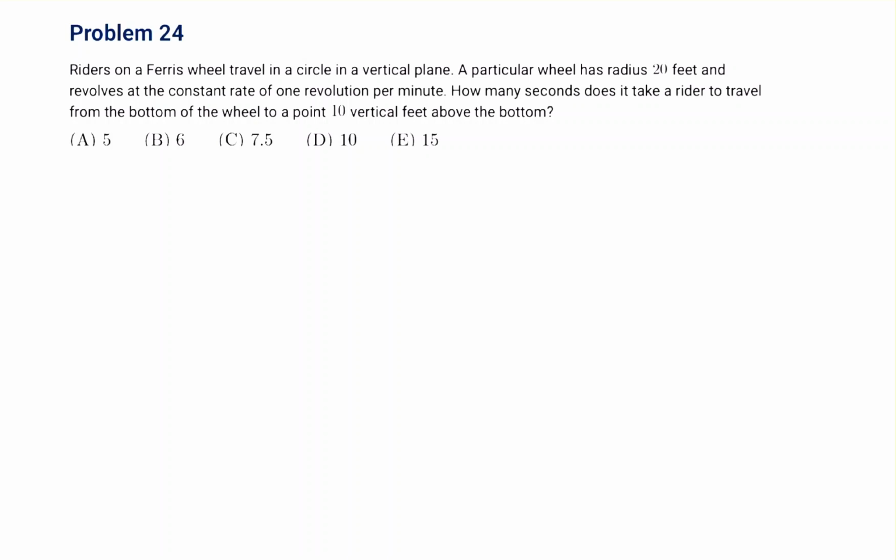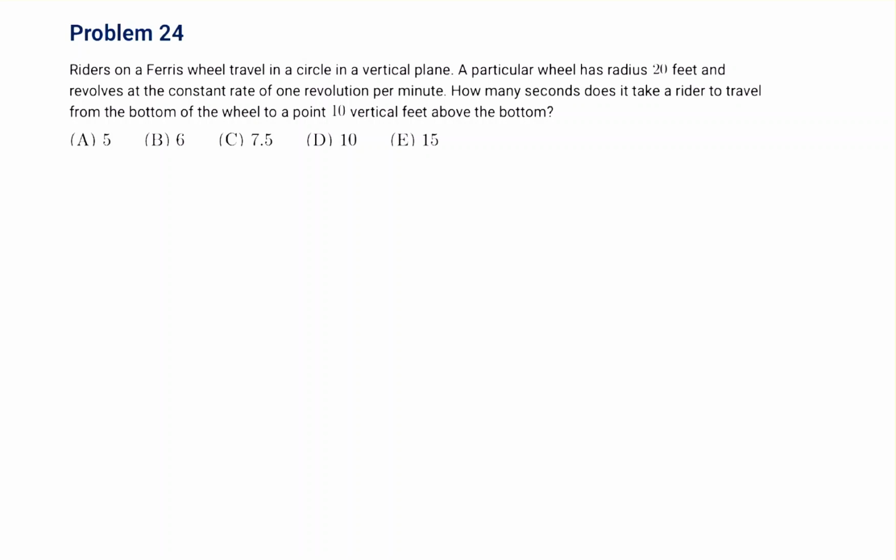So this is problem 24 of the 2002 AMC 10B. Riders on a Ferris wheel travel in a circle in a vertical plane. A particular wheel has radius 20 feet and revolves at a constant rate of 1 revolution per minute. How many seconds does it take a rider to travel from the bottom of the wheel to a point 10 vertical feet above the bottom?